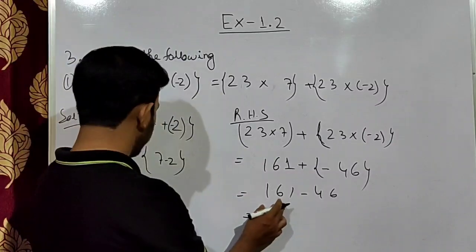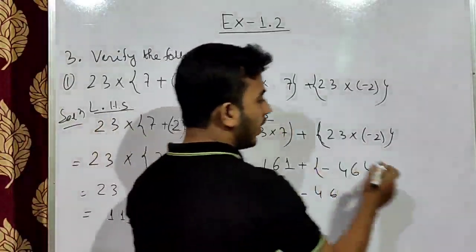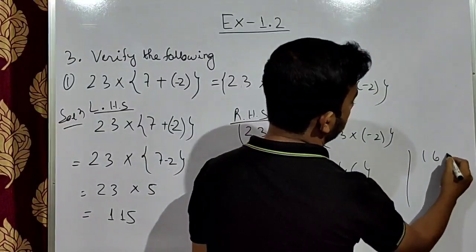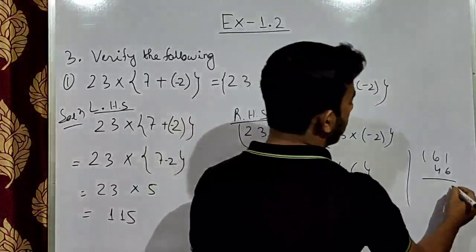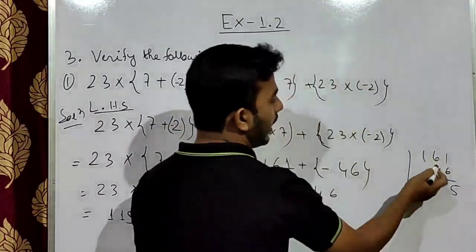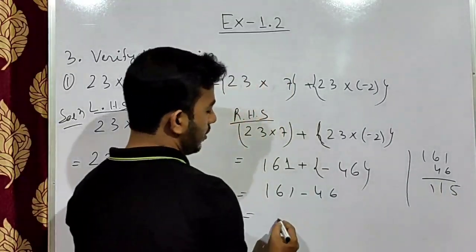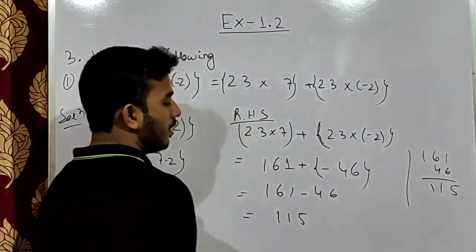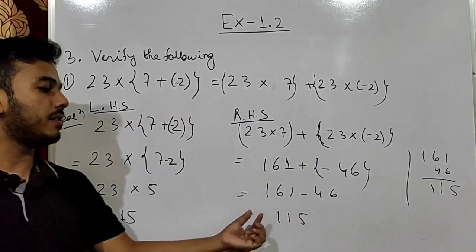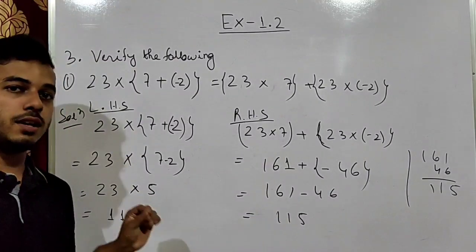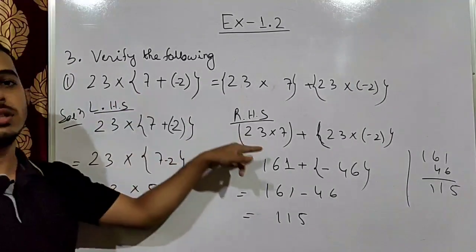Okay. Now let us subtract 46 from 161. 161 minus 46. So 11 minus 6 is 5. Then here left 5. 5 minus 4 is 1. So it is 115. So look, LHS is also 115, RHS is also 115. So we can write therefore LHS equals RHS, and hence this equals this.